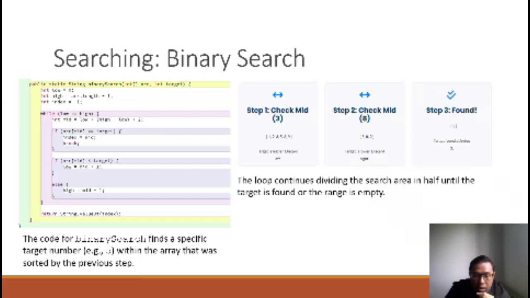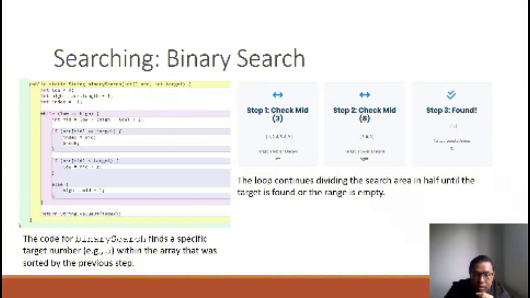Next, we'll be finding the middle. Inside a loop, it calculates the middle index of the current range. Code reference: integer mid equals low plus (high minus low) divided by 2. Next, we'll be checking the middle. It compares the value at the mid index with the target. If a match is found, array[mid] equals target, the search stops and the index is returned.